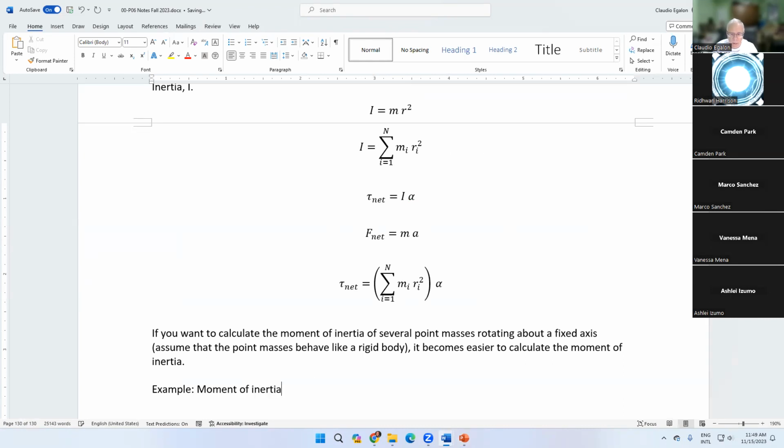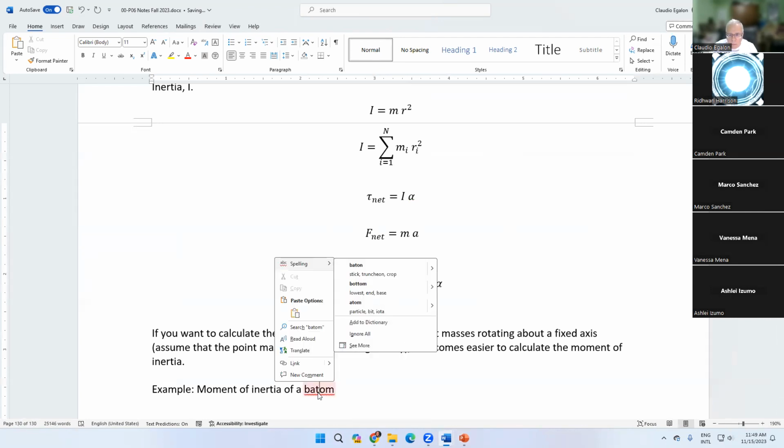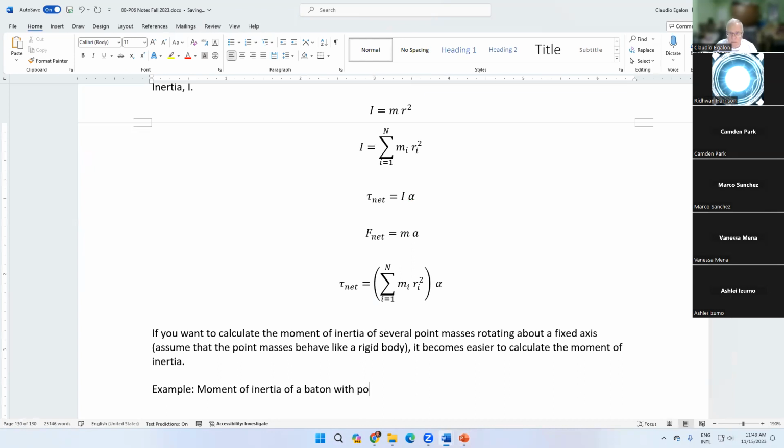Moment of inertia of a baton with four point masses connected, four point objects of known masses connected by two rods, not a rod, but two rods of negligible masses. Okay.